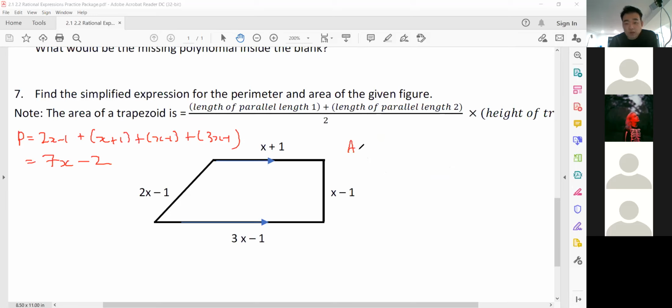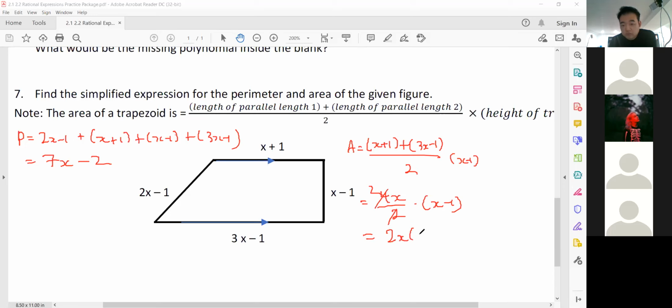For the area, we've got the first parallel side added to the other parallel side, divided by 2, multiplied by the height, which happens to be 4x divided by 2 times x minus 1, simplified or reduced, 2x bracket x minus 1, and then you just multiply it out. Okay? Any questions before we get to the fun one?